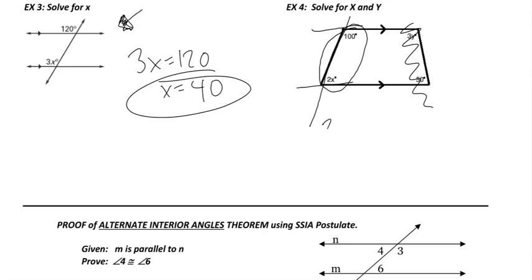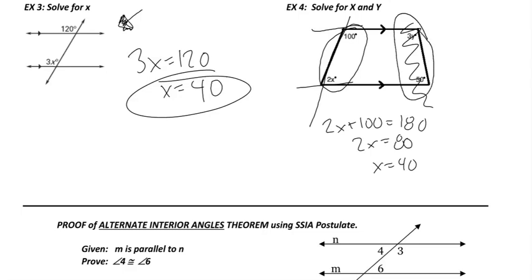Well, since they're supplementary, we can say 2x plus 100 equals 180, which is 2x equals 80, and x equals 40. Now, if you wanted to solve for y, you can do the same exact thing. 3y plus 50 equals 180. 3y equals 130. That's your answer for y.